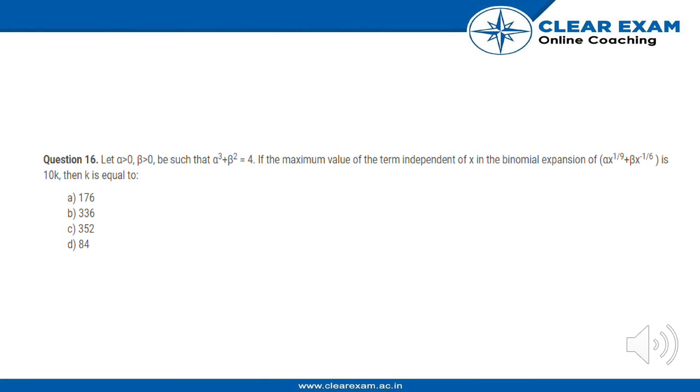Welcome to the 16th question. Let alpha be greater than 0 and beta be greater than 0, such that alpha cubed plus beta squared is equal to 4. If the maximum value of the term independent of x in the binomial expansion of (alpha x^(1/9) + beta x^(-1/6))^10 is 10k, then k is equal to, and we have to choose from the 4 options given below.